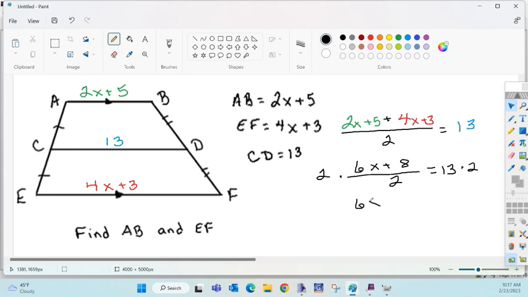So I'm confused. 6x plus 8 equals 26. I'm confused on how we got 6 and 8. Because 2x plus 4x is 6x, and 5 plus 3 is 8.